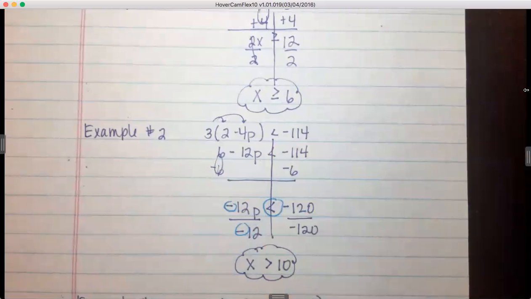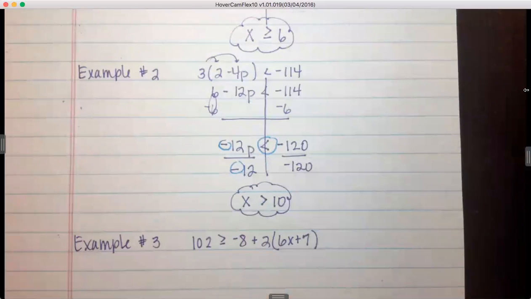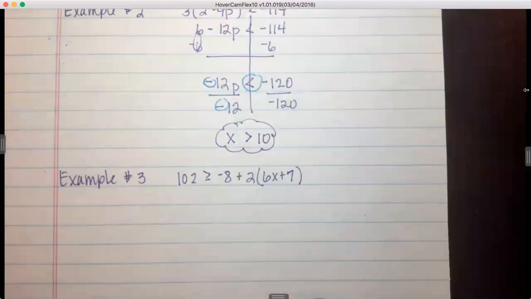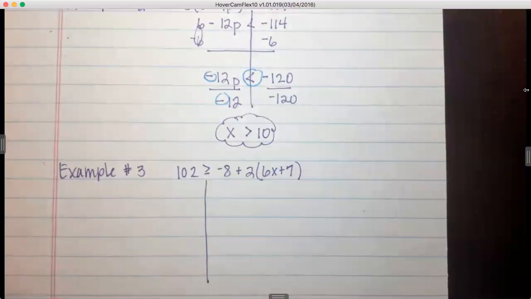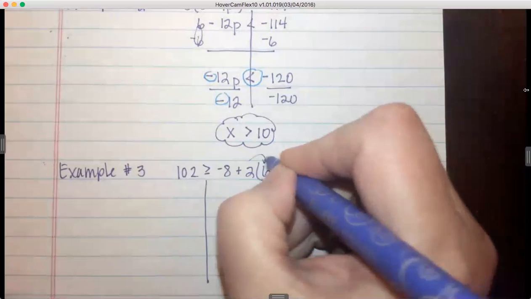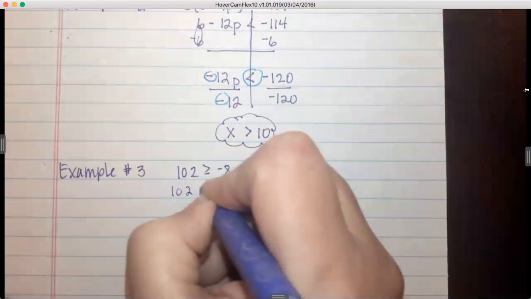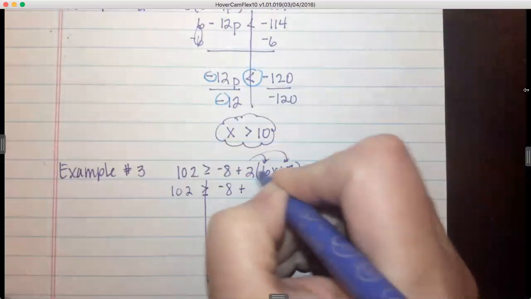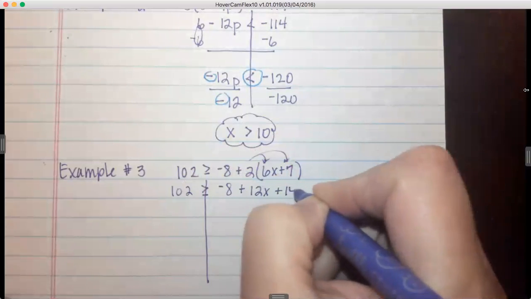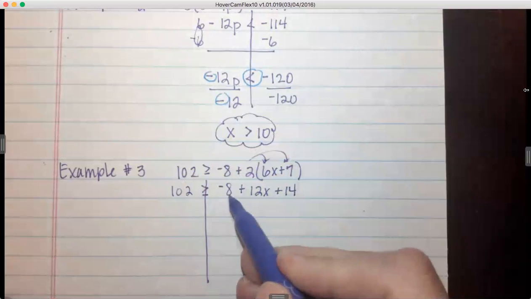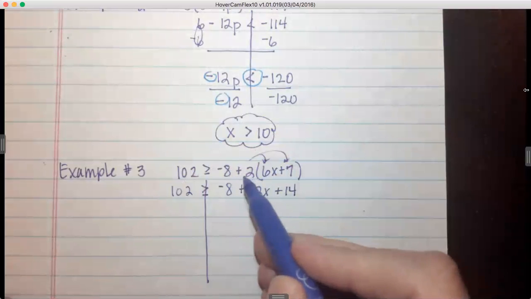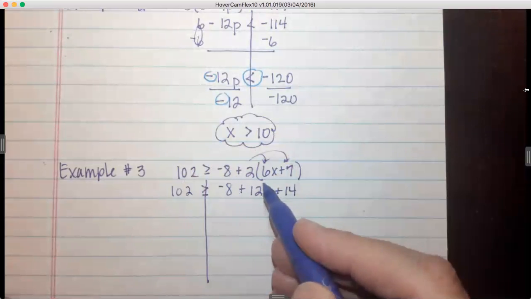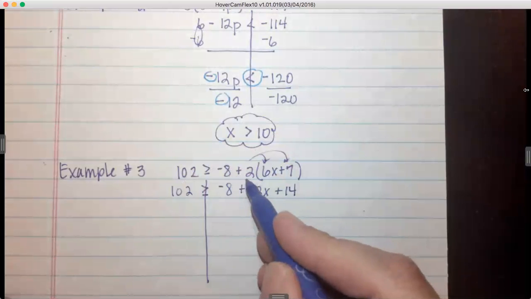All right, so now we're going to do example 3. This is a 2, by the way, it just didn't get written. I don't see any fractions. I do see distribution. So 102 is greater than or equal to -8 plus 2 times 6x plus 7. -8 does not multiply by anything. Please do not do addition first. Addition does not come first in PEMDAS. Parentheses does. 2 times 6x is 12x. 2 times 7 is 14.